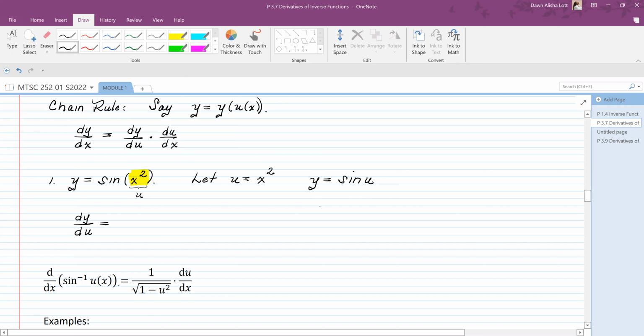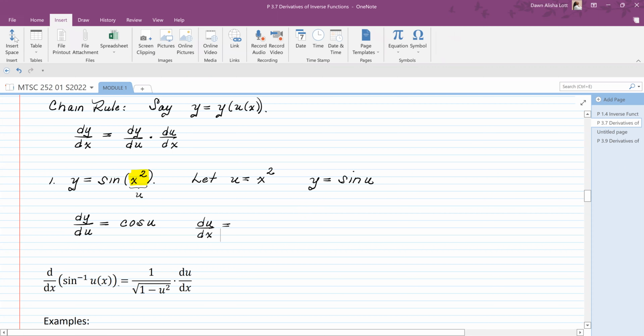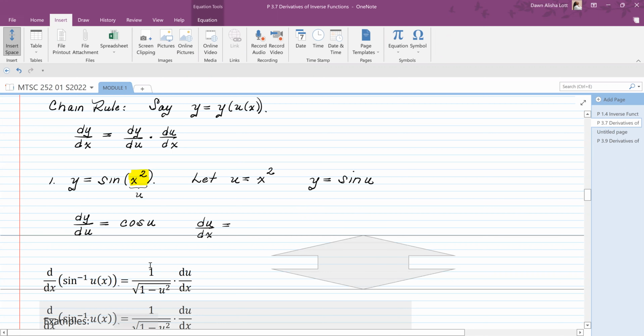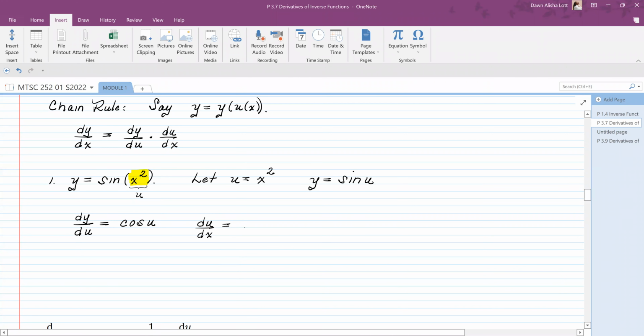So what is the derivative of y with respect to u? What's the derivative of the sine of u? Is it just cosine of u? Yes, it is. It's the cosine of u. Okay, so that part is done. And then what is the derivative of u with respect to x? Take the derivative of u with respect to x, and what do you get? 2x. Awesome. Okay, so we're done. The derivative of u with respect to x is 2x.